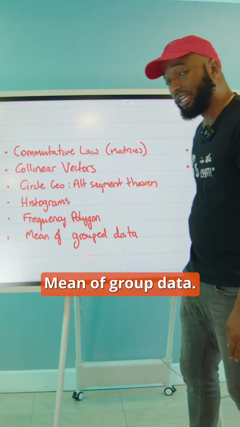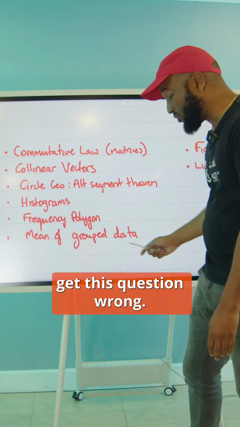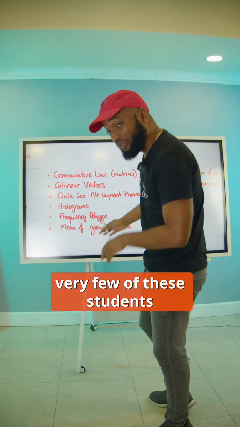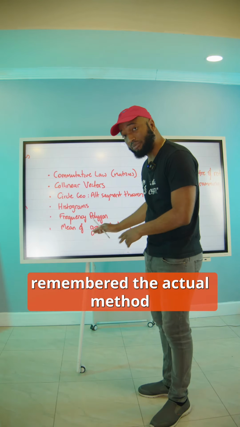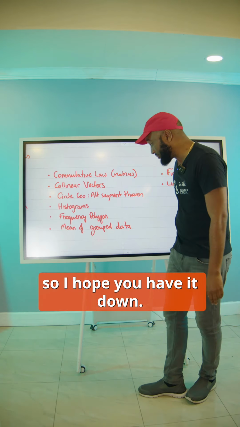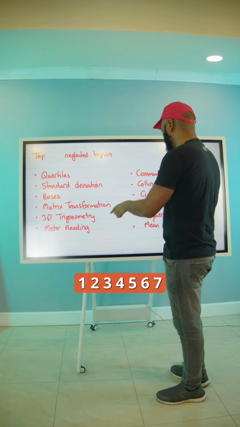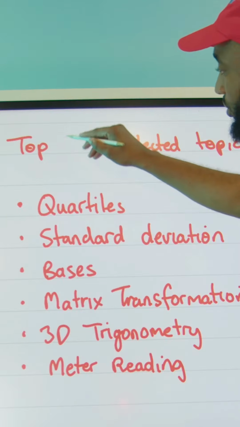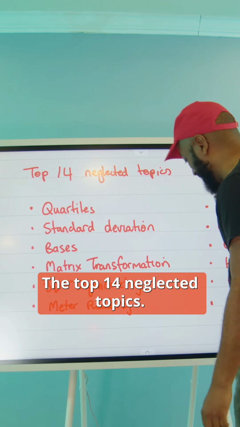Mean of grouped data. Once again, a lot of people get this question wrong. When I was doing statistics live on YouTube this year, very few of the students remembered the actual method for doing this. So I hope you have it down. 1, 2, 3, 4, 5, 6, 7, 8, 9, 10, 11, 12, 13, 14. So, the top 14 neglected topics.